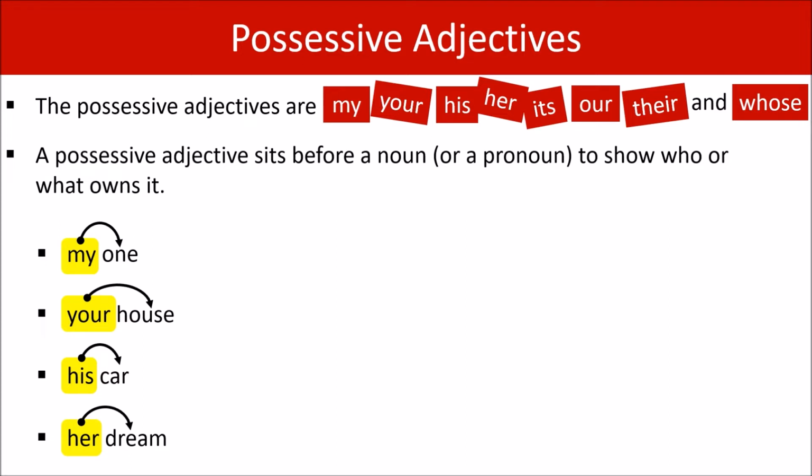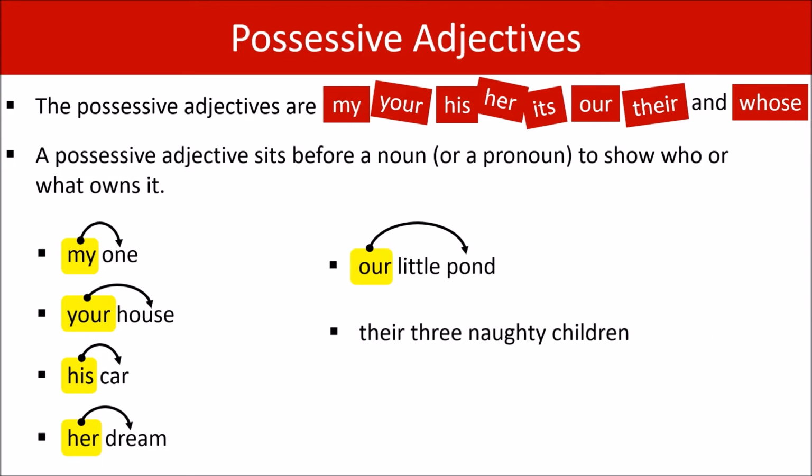Let's make the examples a bit longer. Our little pond. Well, here we have the possessive adjective our, and it's modifying the noun pond. Notice that the possessive adjective comes first. We have a whole lesson on the order of adjectives, but for this lesson, it's enough to know that possessive adjectives always come first. Here is another example. Their three naughty children. Notice that the possessive adjective comes first.